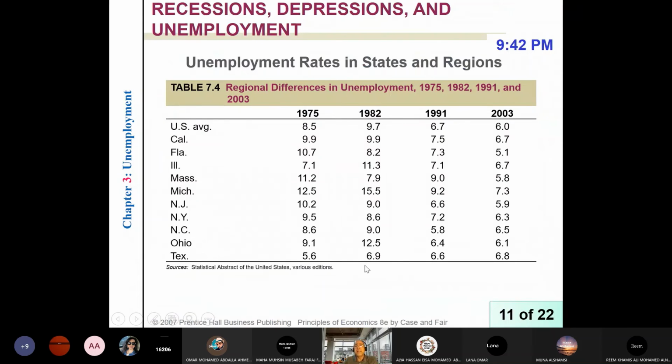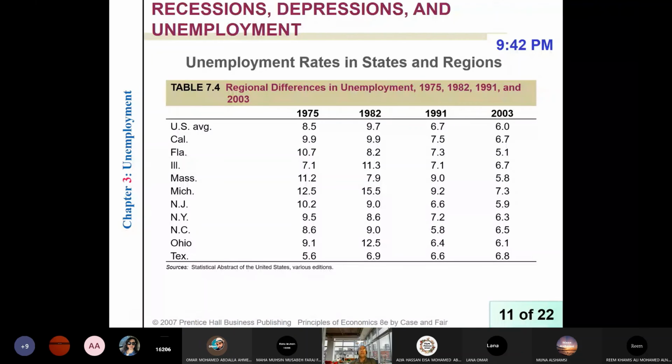What is the best city? Look at the lowest unemployment rate in Texas. So the economy of Texas seems to be more dynamic.